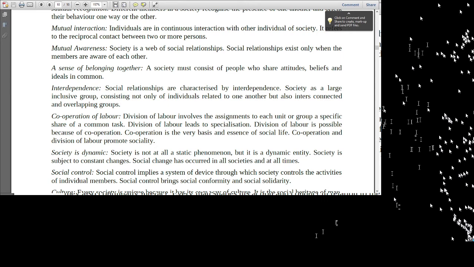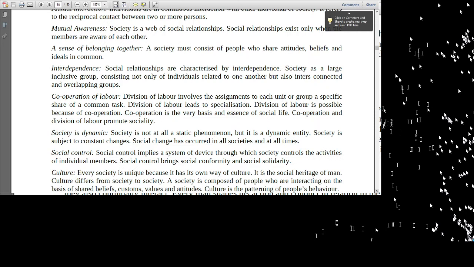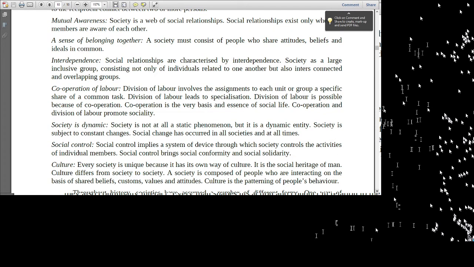What we can see next is that there are some social control mechanisms. So there is a system of devices to control the behavior of individuals.